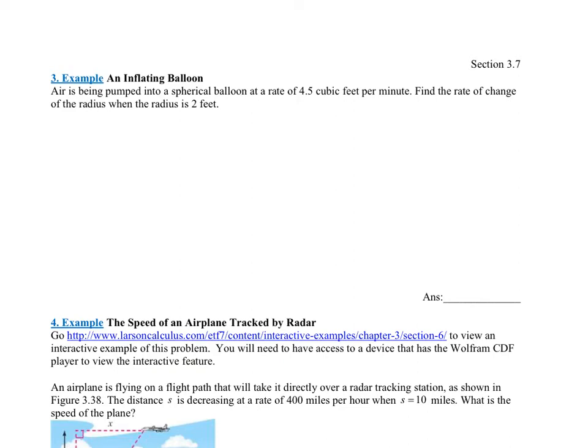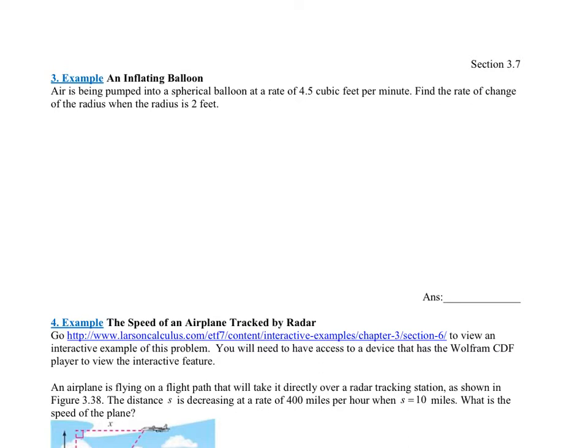Example 3 says inflating a balloon. It says air is being pumped into a spherical balloon at a rate of 4.5 cubic feet per minute. I see cubic, I'm thinking volume, okay? Find the rate of change of the radius when the radius is 2 feet.